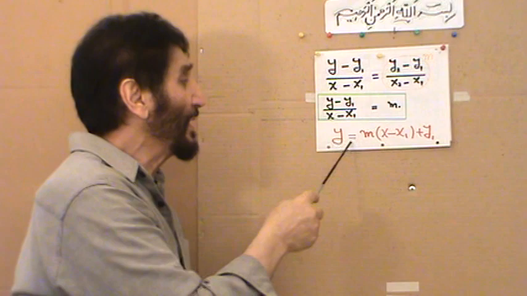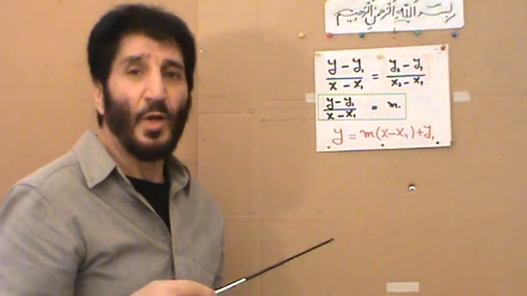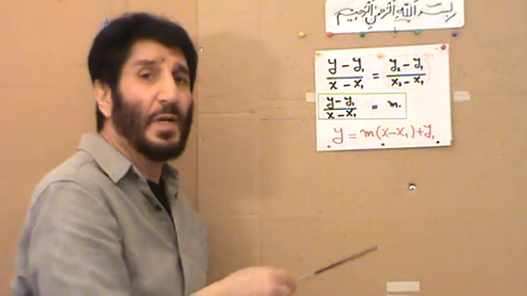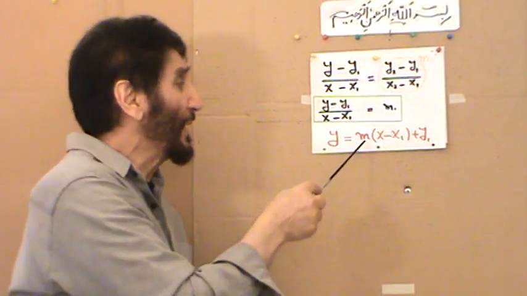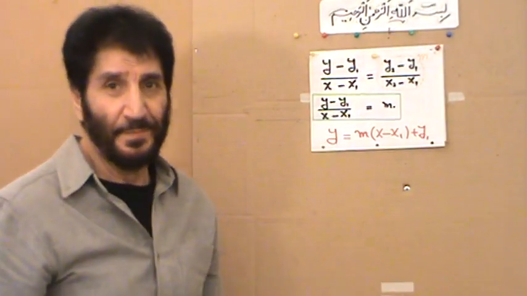Okay, now this is called the point-slope form of a line. Which means if I have a point on the line and we know the slope of the line, we can write the equation of the line.